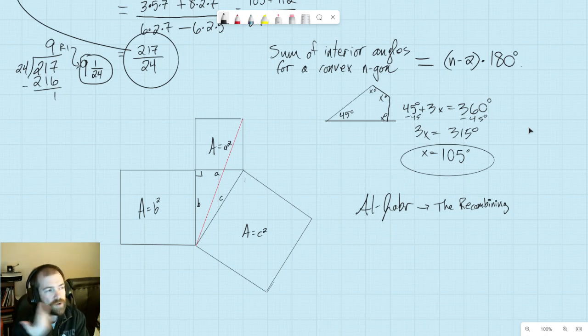Every new side added is going to add another 180 degrees in total. So we start with n equals 3. n minus 2 gets us 3 minus 2 is 1, and then 1 times 180. And then 4 gets us 4 minus 2 is 2, times 180 is 360. And then every five-sided shape, every pentagon, has 5 minus 2 or 3 180s in it. So that's 540, etc.